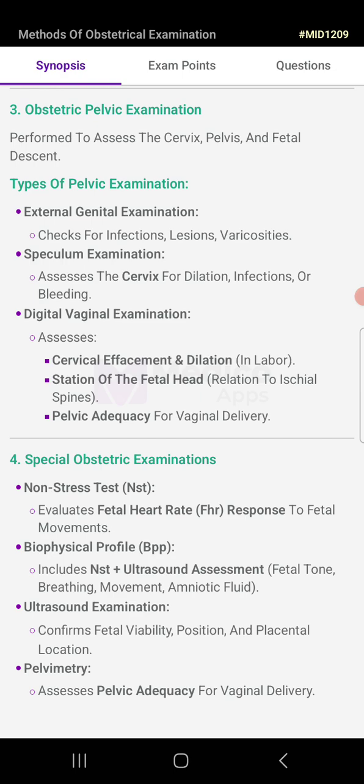Special obstetric examination: non-stress test evaluates the fetal heart rate response to the fetal movement. Biophysical profile includes the NST plus ultrasound assessment of fetal tone, breathing, movement and the amniotic fluid. Ultrasound examination confirms the fetal viability, position and the placental location. Pelvimetry assesses the pelvic adequacy for the vaginal delivery.